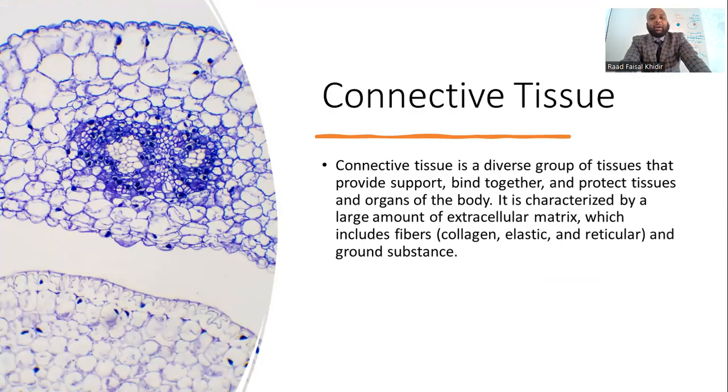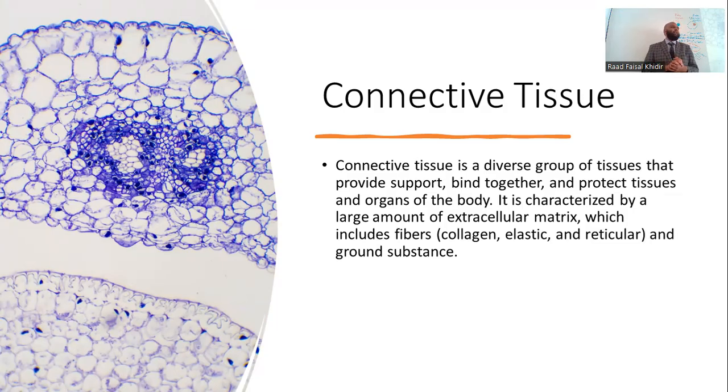Connective tissue now is a diverse group of tissues that provide support. They bind together and protect the tissues and organs of the body. They are characterized by a large amount of extracellular matrix, which includes fibers, collagen, elastic and reticular fibers, and ground substance. So this connective tissue is important because it sticks together, glues together, and surrounds the tissue, protects its integrity. And we have different types of tissues.